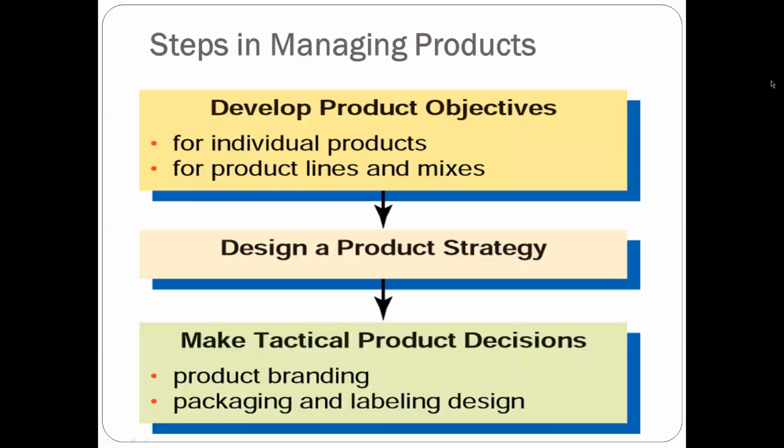Then comes the steps in managing products. What are the steps we have to follow during managing a particular product? The first step is develop product objectives. At first, we have to develop the objectives of the product for individual products or sometimes for product lines and mixes. Then comes design a product strategy. Ultimately, make tactical product decisions, their product branding and packaging and labeling designs.